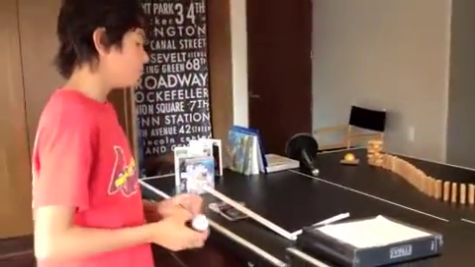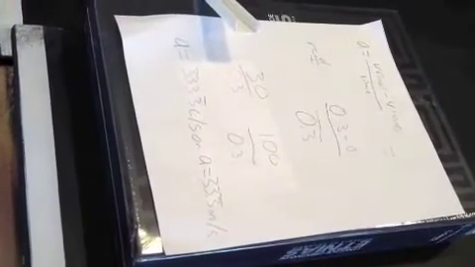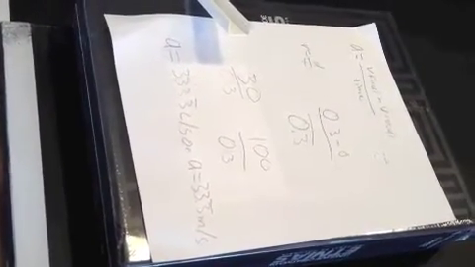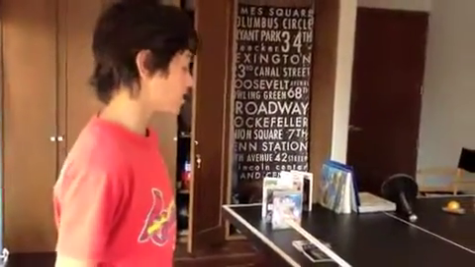So we do distance divided by time, which would equal 30 divided by 0.3 equals 100. 100 divided by 0.3 equals 33.3 centimeters per second, or acceleration equals 33.3 meters per second.